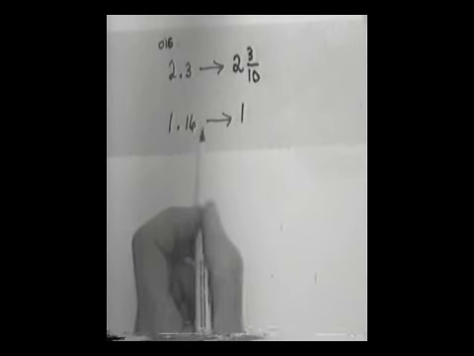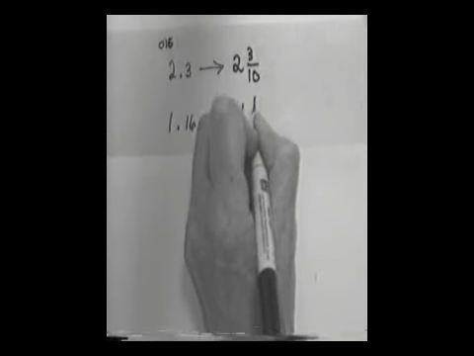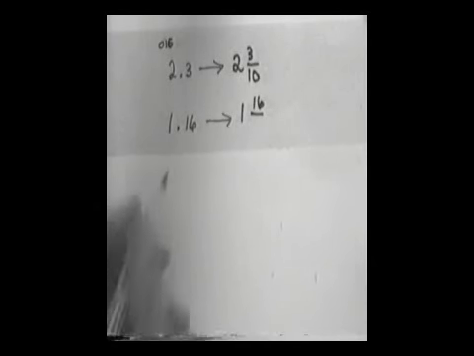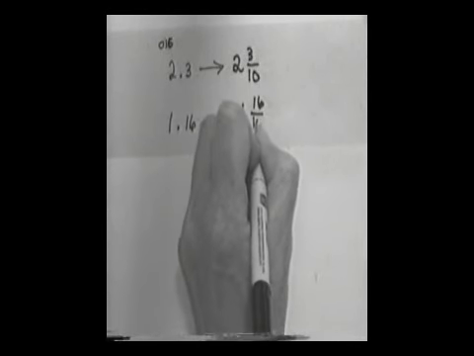Let's look at another decimal. This one is 1.16. We want to see what that really means. The whole number part, again, is the part before the decimal, so that's the 1. And this one has 2 decimal places. So the number is 16. And because it has 2 decimal places, it's going to be hundredths. So we write the 16 over 100. So it's 1 and 16 hundredths.